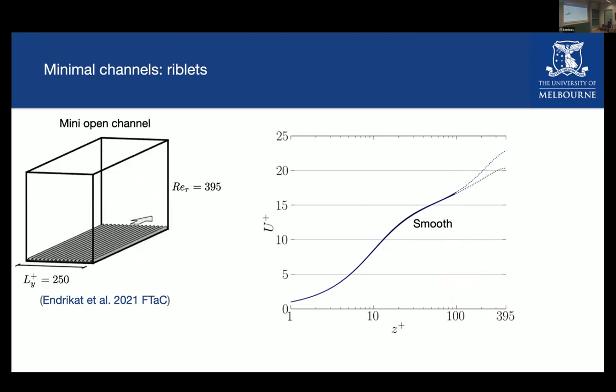This means if we perform minimal channel simulations over riblets with the same span, we'll get a behavior that looks like this. So the flow is accurate up to z plus equal to 100. Importantly, that's enough for us to measure delta U plus, the shift in the velocity, accurately.